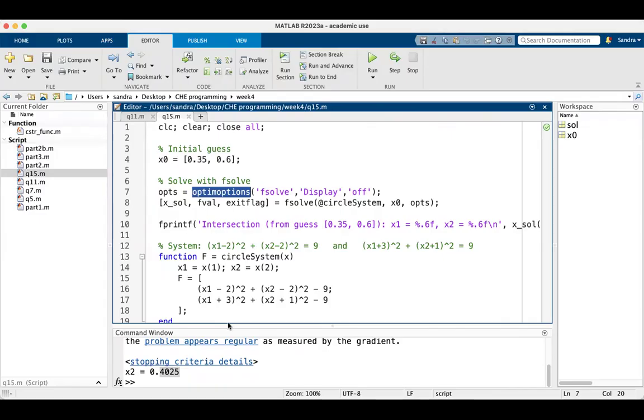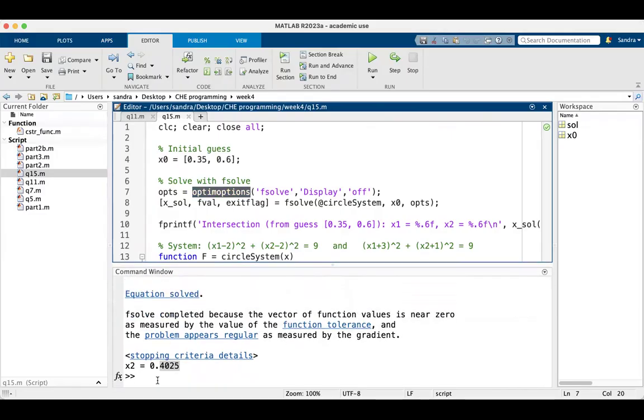So basically the command that prints the message, that is equation solved and all those details, will not be printed. That is what is meant by display off. And then I have xol as the solution. Apart from this, if you want to display the actual function values at the solution, that also can be given by the fsolve command, just that you need to give additional variables to store it.